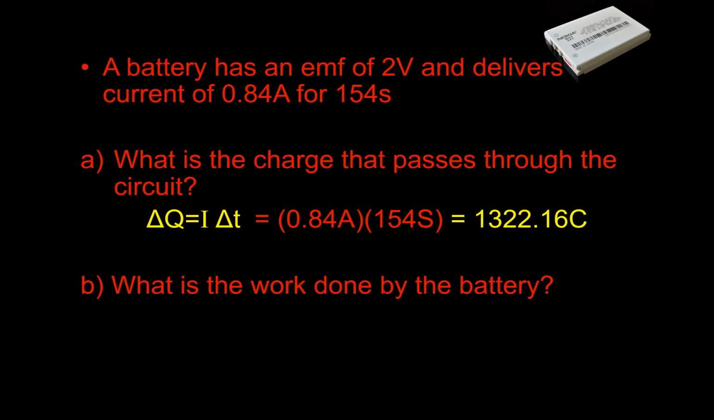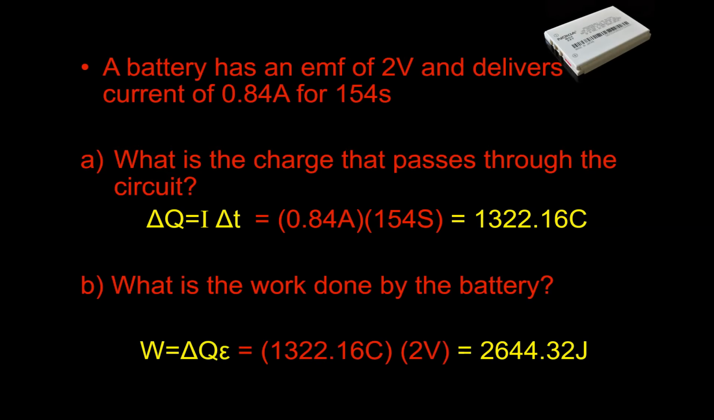But what is the work done by the battery? Well, the work done by the battery will be how much charge has been moved multiplied by voltage, or work, the energy, will be Q times V. Q here is the 1,322.16 we found in part A. Our voltage is 2 volts, which means we'll multiply that by 2 and get 2,644.32 joules.